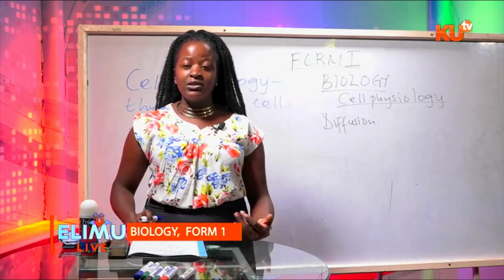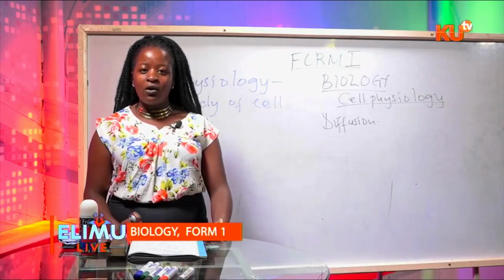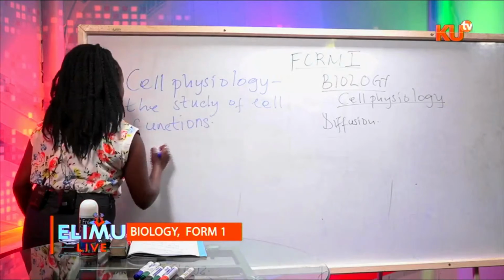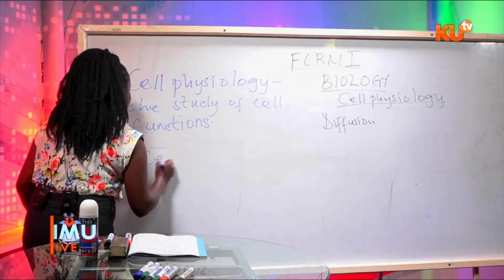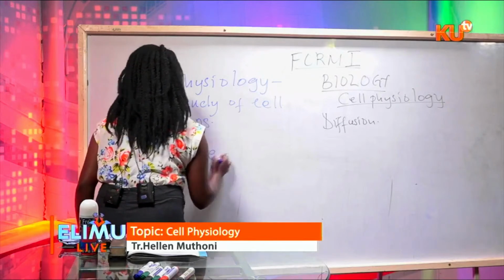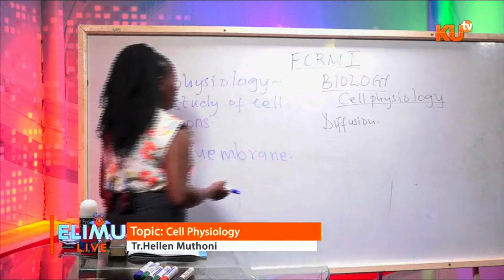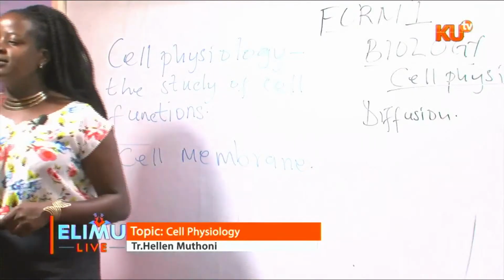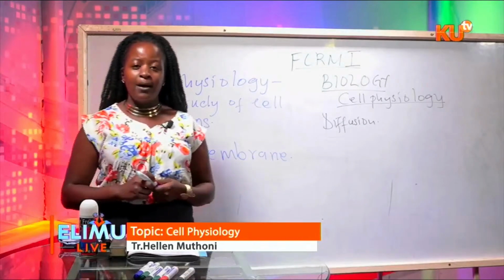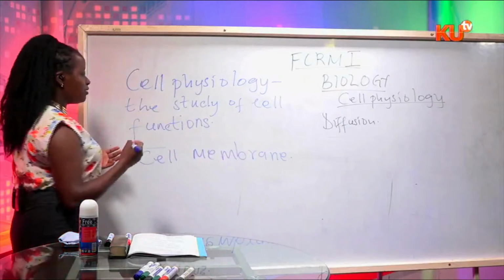Exchange of materials in cells usually takes place through an organelle we call the cell membrane. Now, the cell membrane is also called the plasma membrane or the plasma lemma. The cell membrane binds the cell or surrounds the cell.